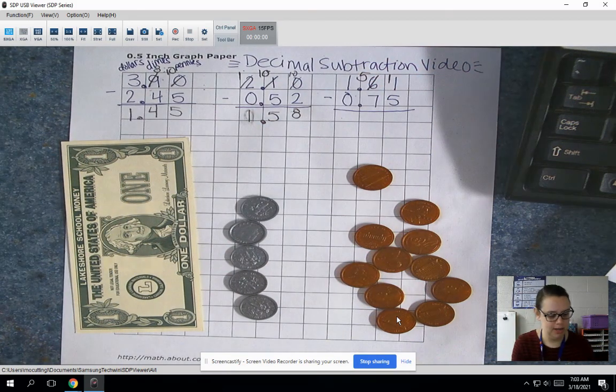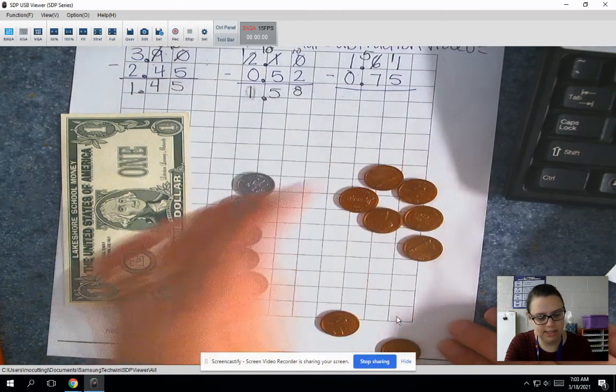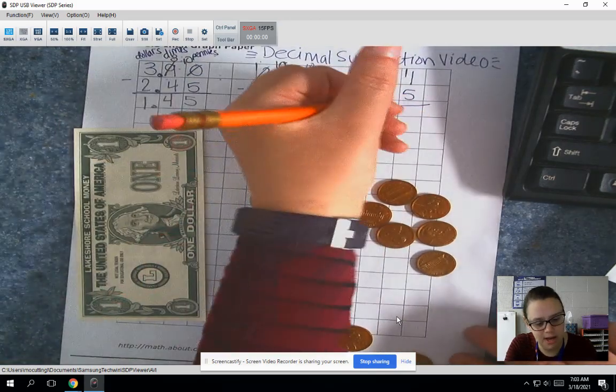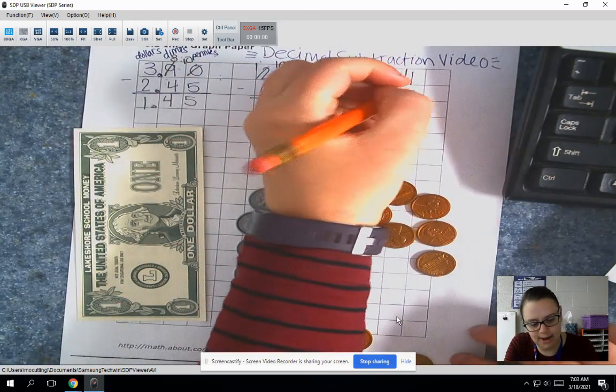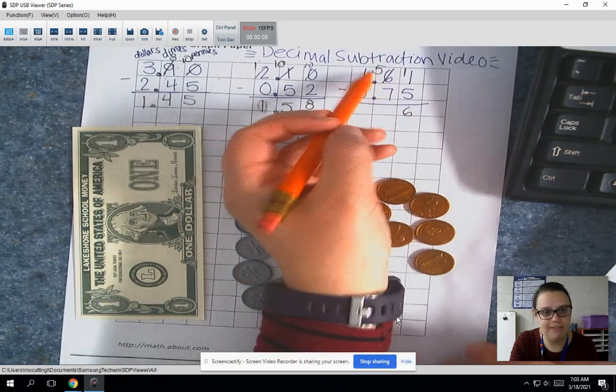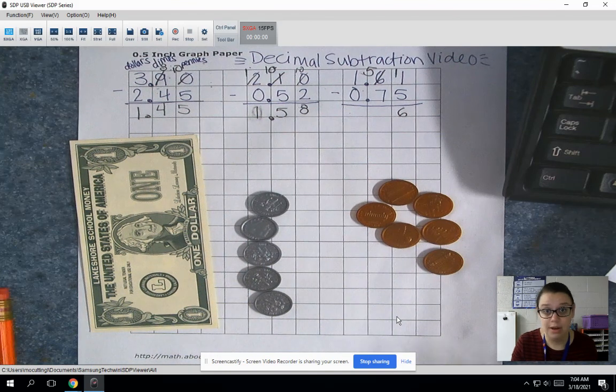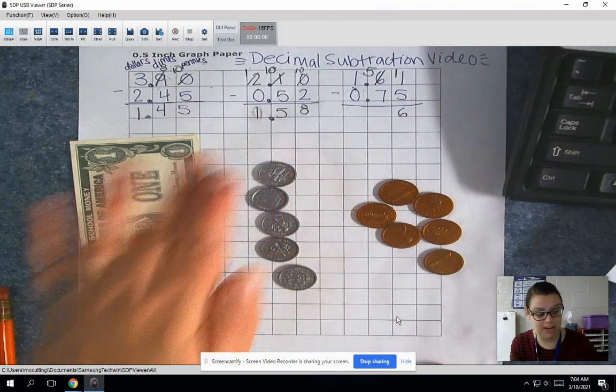Okay, so I have 11 pennies. I need to take away 5 of them. 1, 2, 3, 4, 5. I have 6 pennies left, which is good because 11 minus 5 is 6. Okay, I'm good there. So now I have 5 dimes and I need to take away 7 dimes. I can't do that. I don't have my 7 dimes to take away.